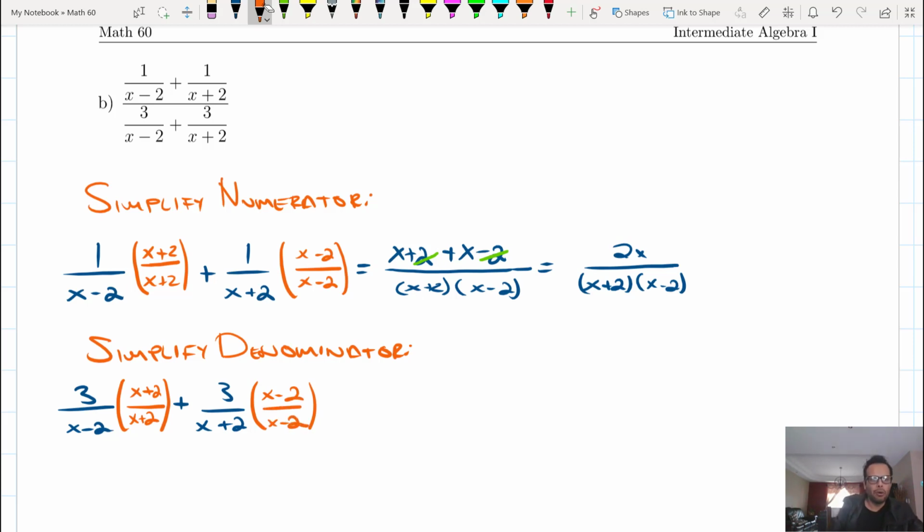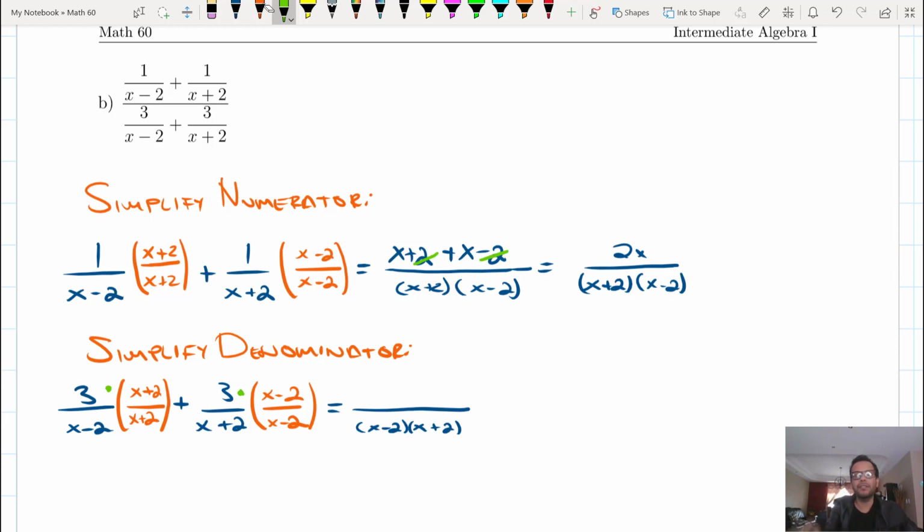Okay, so at this point, we are ready to go ahead and write down a huge fraction with the LCD, which is x minus 2 times x plus 2. And let's go ahead and do the operations implied in the numerators of each individual fraction. Keep in mind that this 3 is multiplying with x plus 2, and this 3 right there is multiplying with the x plus 2.